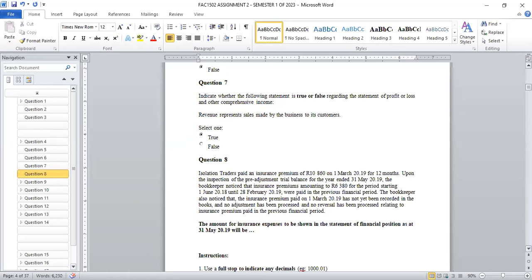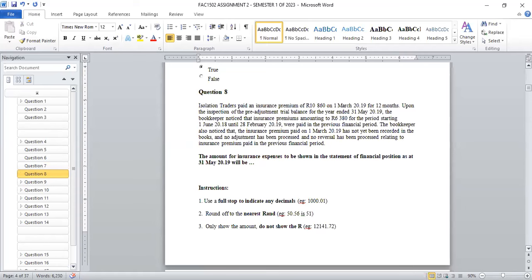Right. Isolation Traders paid an insurance premium of 10,860 on 1 March 2019 for 12 months. Upon inspection of the pre-adjustment trial balance for the year ended 31 May, the bookkeeper noticed that insurance premiums amounting to 6,380 for the period 1 June until 28 February were paid in the previous financial period. The bookkeeper also noticed that the insurance premium paid on 1 March has not yet been recorded in the books and not adjusted.